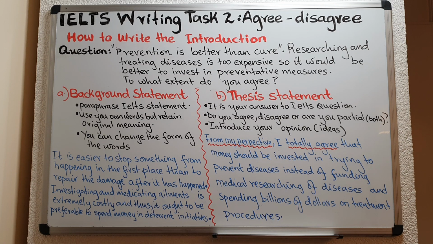Or you can use the word sicknesses. Instead of diseases, you can use sicknesses. Or illnesses. You have a number of words there. Instead of diseases, you can use ailments, or sicknesses.